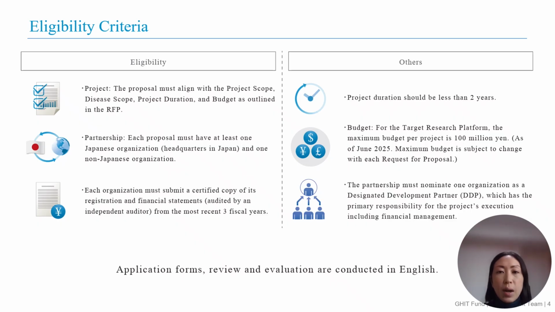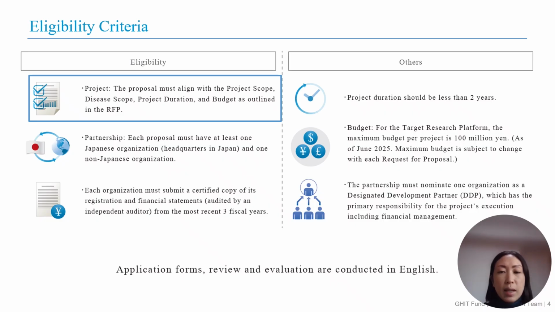First of all, your project must align with the scope for RFP. That means the disease area, the type of intervention, and the development stage must match what is outlined in the RFP. If your project falls outside of these parameters, it will not be considered for funding. So, before you begin preparing your proposals or ITAs, we strongly recommend reviewing the RFP in detail to confirm that your project is eligible.